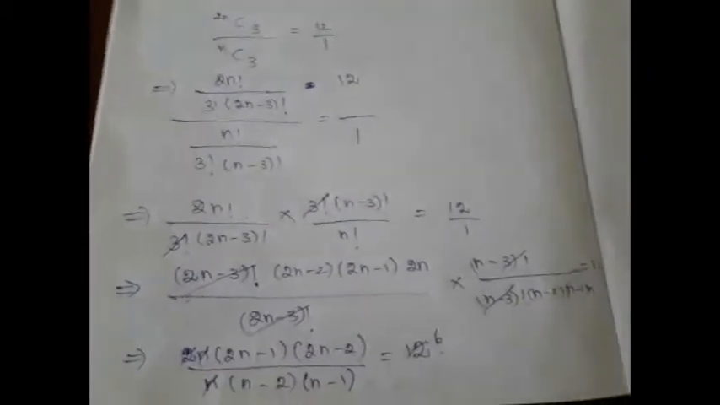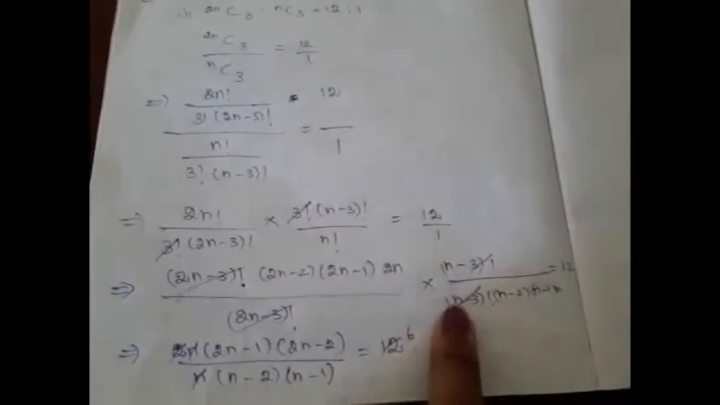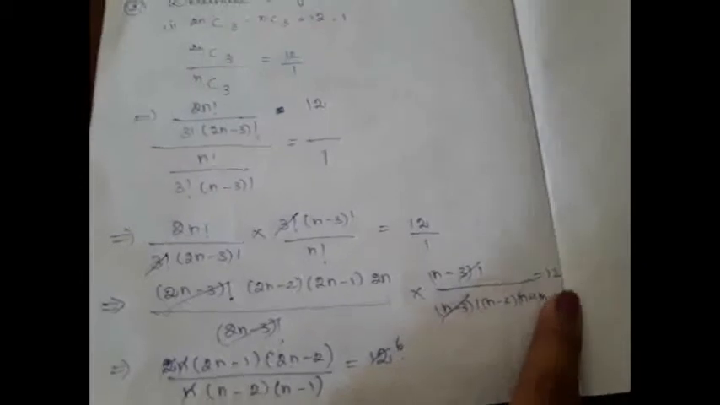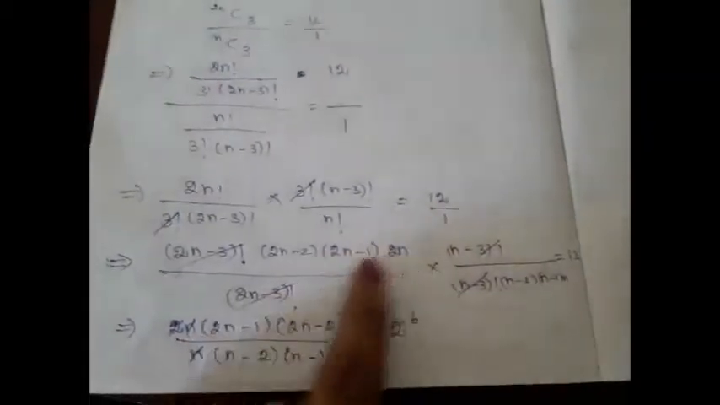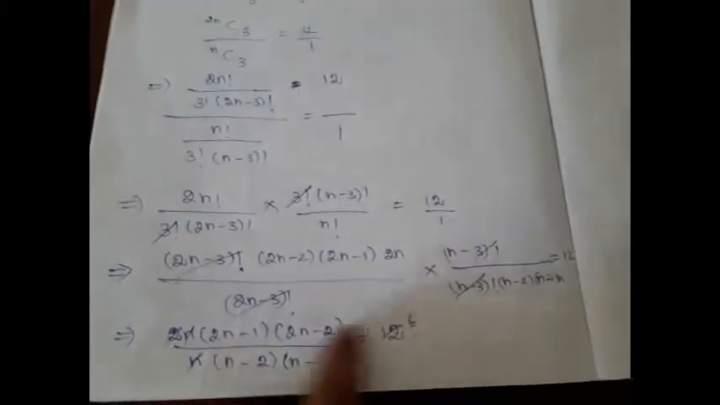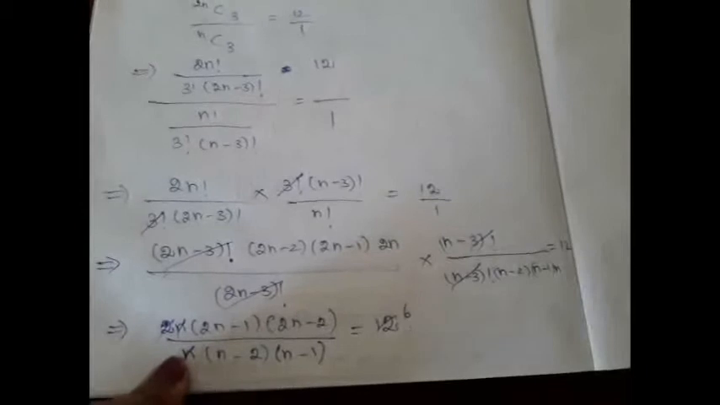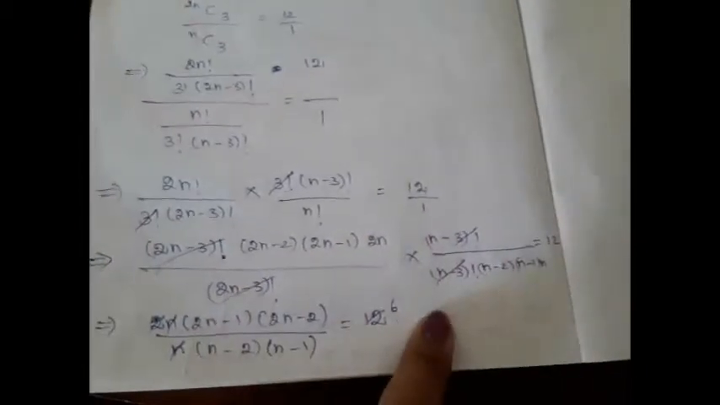2n is the bigger value, right? So if you reduce 3 values only, you will get 2n minus 3. And similarly here, n factorial can be written as (n minus 3) factorial into n minus 2 into n minus 1 into n, which is equal to 12. So these two will get cancelled. So 2n into this, divided by n into n minus 1 into n minus 2, equals 12. n will get cancelled. Again 2 and 6 I have cancelled here.